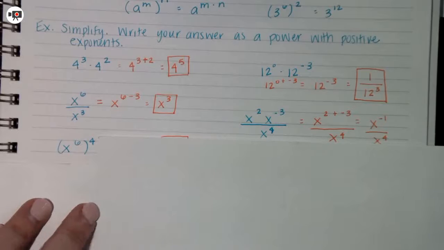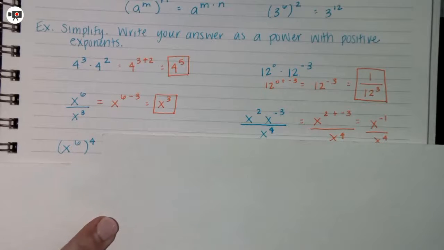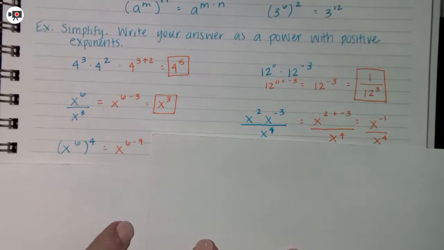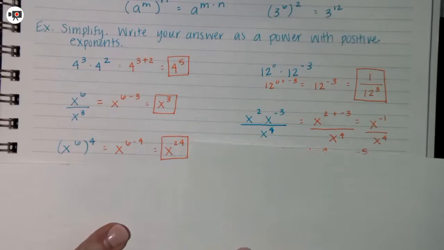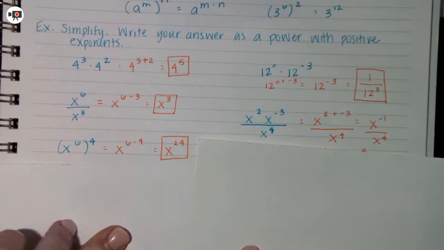Now, if I have x to the 6th, all of which is to the 4th power, this is where I multiply exponents. So I have x to the 6th times 4, which is x to the 24th power.